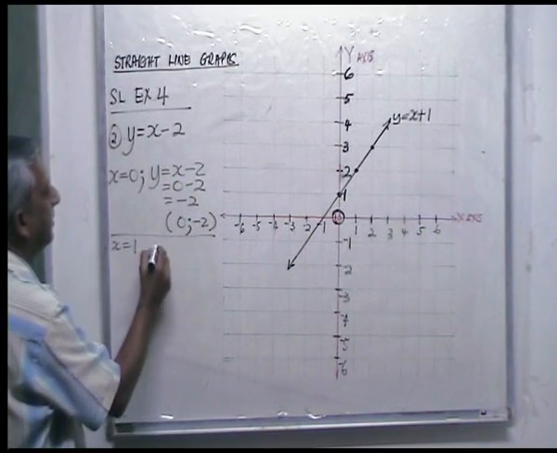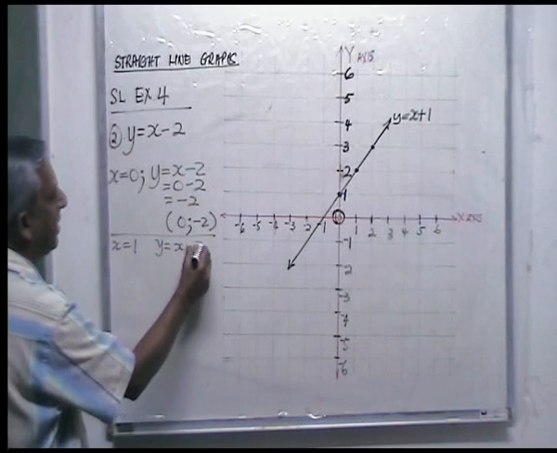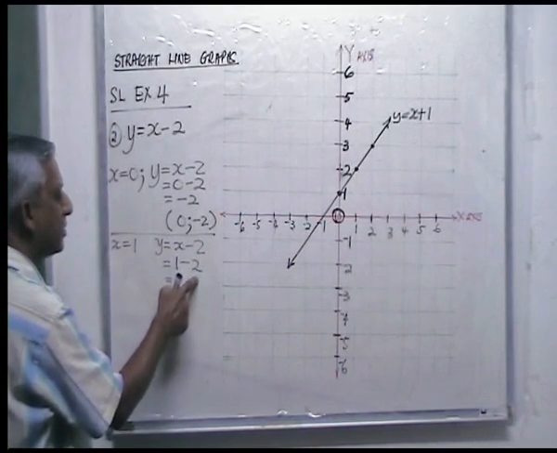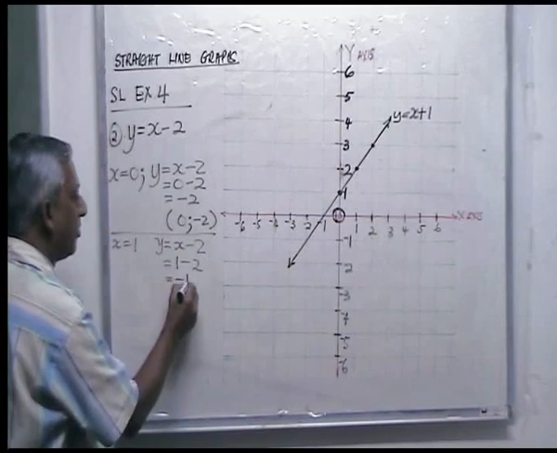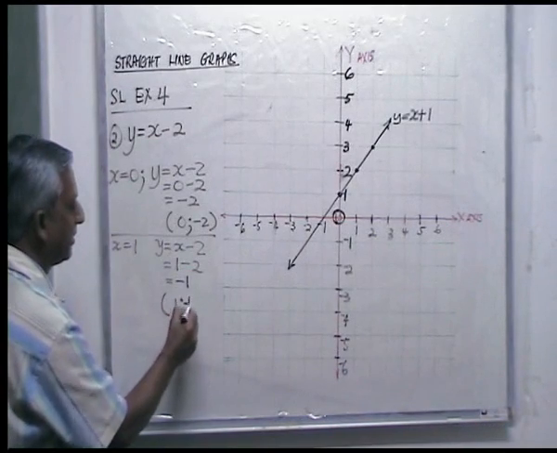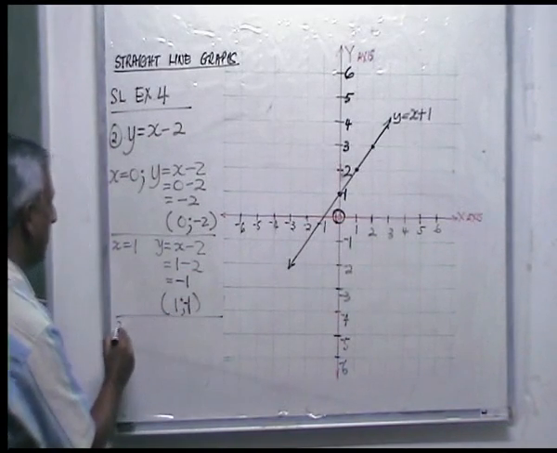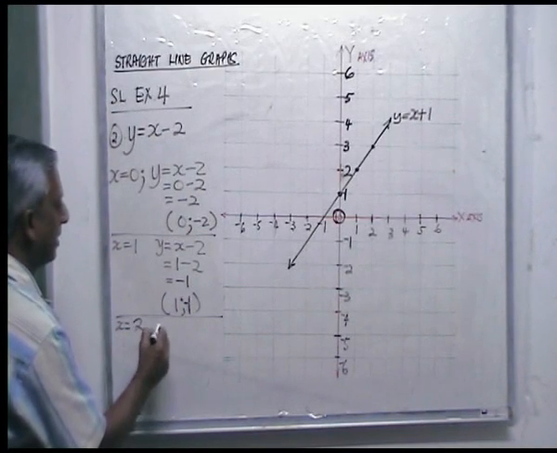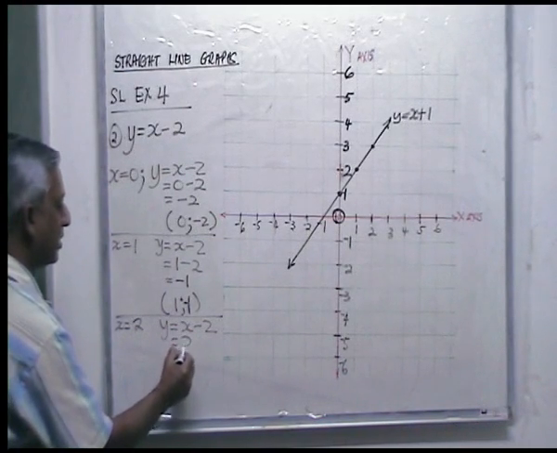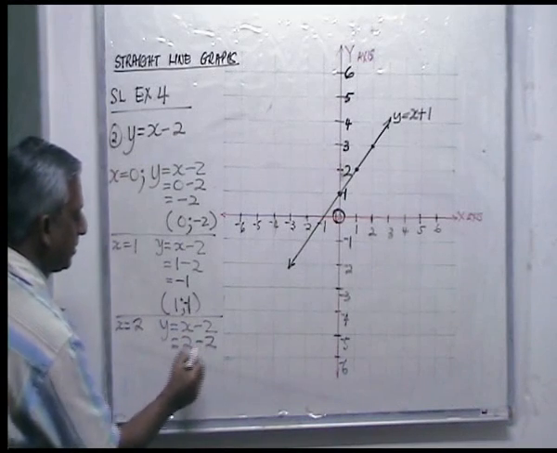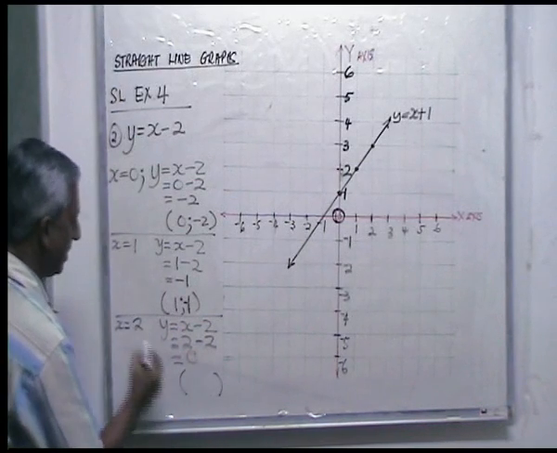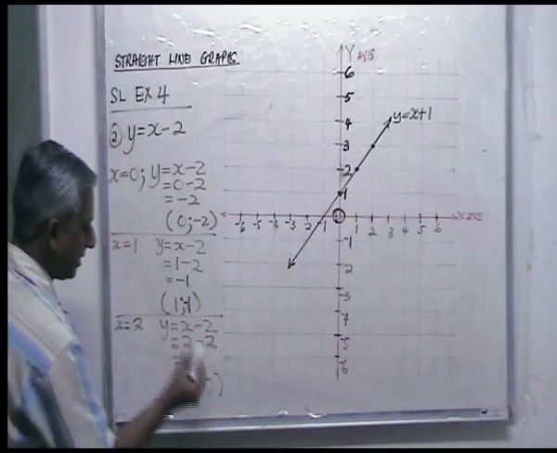Let x equal to 1. Y is equal to x minus 2. That will be 1 minus 2. And now be careful, 1 minus 2, use your calculator to help you, will give you minus 1. So your second ordered pair is 1, minus 1. And finally, third one, if x is 2, then y is equal to x minus 2. So that will be 2 minus 2, and that will give you 0. So that's interesting. So your last ordered pair is 2 and 0.